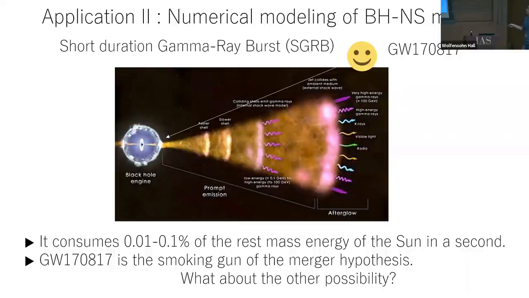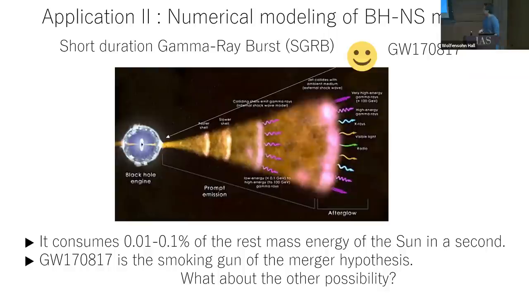And this is a schematic picture of the gamma-ray burst. At the central engine, the neutron star or black hole could drive a relativistic jet and it propagates away. Then the electromagnetic signals are emitted. In GW170817, the short gamma-ray burst was observed simultaneously. So this is the smoking gun of the merger hypothesis. In this event, the consensus picture is that we observed this event from off axis. But this is just one case.